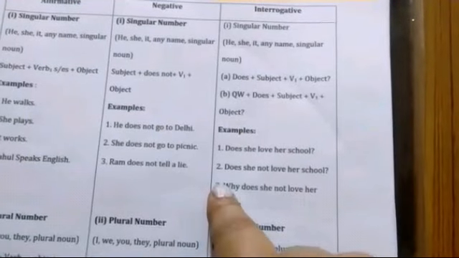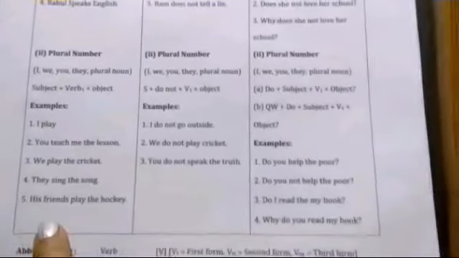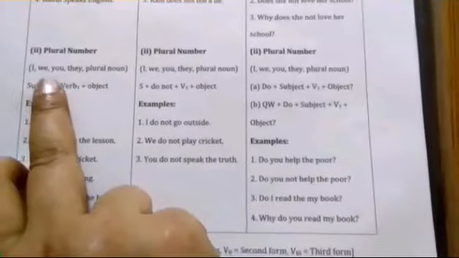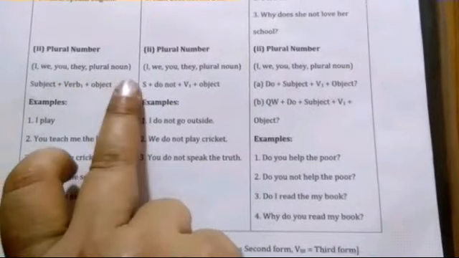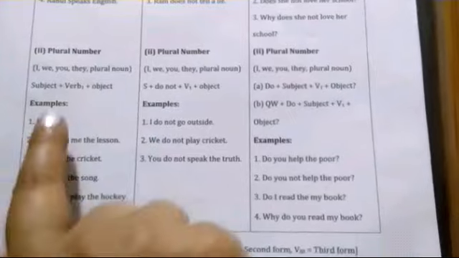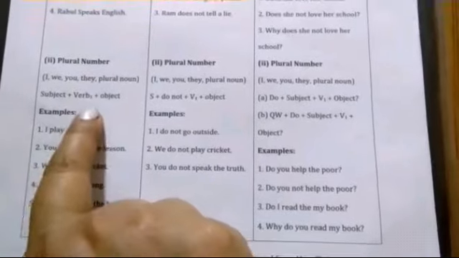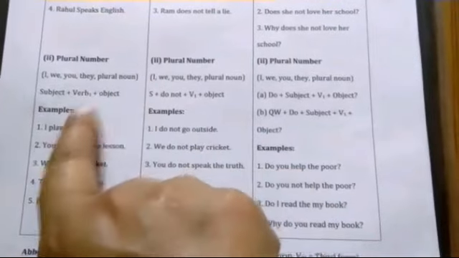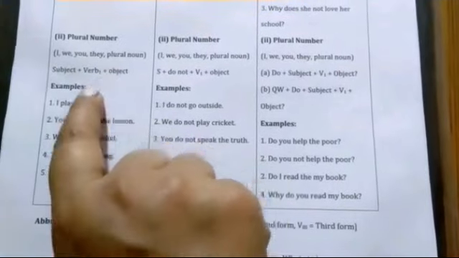But when comes plural number, so in plural number, these are the plural number: I, we, you, they, plural noun. These are the plural number, and the formula is subject, V first and object. We don't use S or ES in verb in plural number. This is the important point. We don't use S or ES in plural number. Okay. Now this is the example. Formula is the same, but the difference is we don't use S or ES in verb.